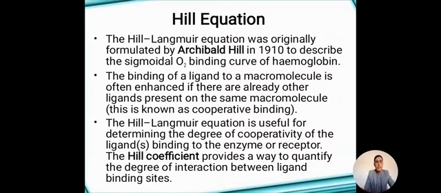Okay, the next one is the Hill equation. The Hill equation was formulated by Archibald Hill in 1910 to describe the sigmoidal oxygen binding curve of hemoglobin. The Hill equation is useful for determining the degree of cooperativity of the ligands binding to the enzyme or receptor.